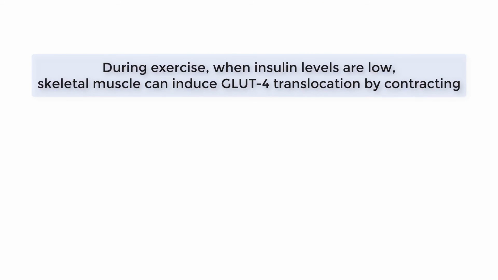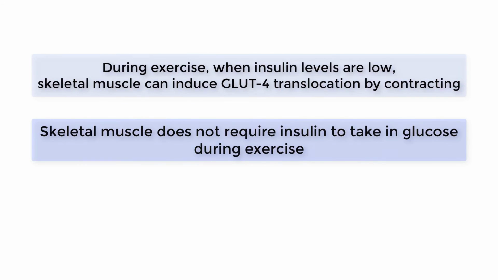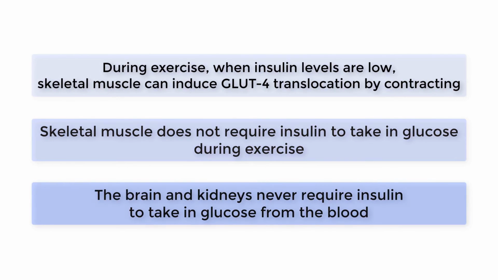However, during exercise, when insulin levels are low, skeletal muscle can induce GLUT4 translocation by contracting. Thus, skeletal muscle does not require insulin to take in glucose during exercise. Additionally, the brain and kidneys never require insulin to take in glucose from the blood.